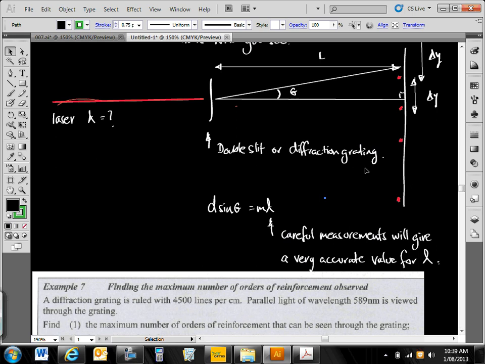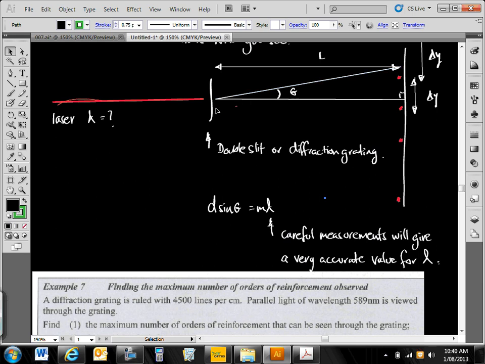Here's a problem for people to have a go at. Finding the maximum number of orders of reinforcement observed. What's the limit here of how many lines of reinforcement you could see? Why 3? Imagine this board went on to infinity. Remember that their intensity reduces as we move out, don't they?